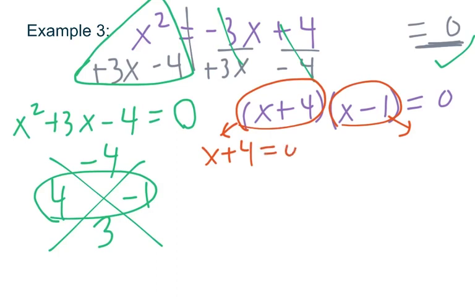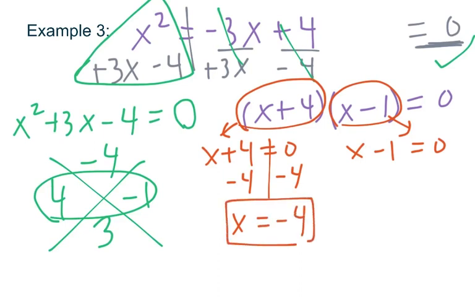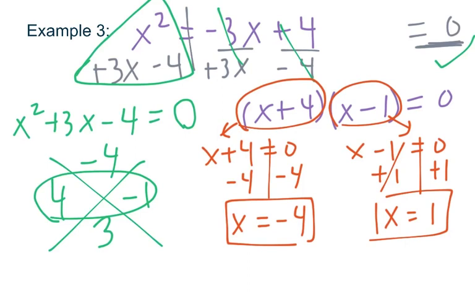X plus 4 equals 0. X minus 1 equals 0. And solve each equation. So we're going to subtract 4 here. What you do to one side, you have to do to the other. So we get x equals negative 4. That's one of my answers. Am I done yet? Well, no, because you need to get two answers here, okay? So I add 1 to both sides on this guy, and I get x equals 1. And those are my two answers.